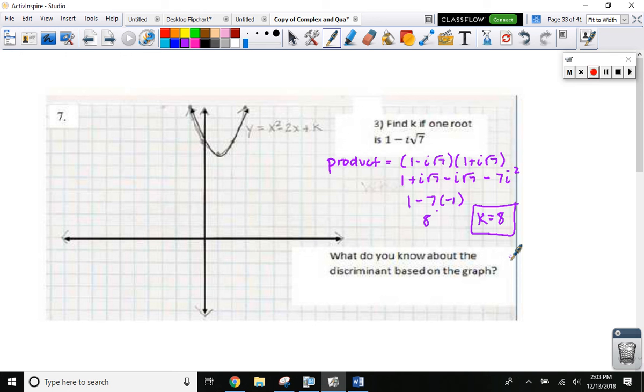And then, what do you know about the discriminant? That is not the vocab word for discriminant. Negative. Be careful with that. Okay, you are describing the roots, not the discriminant. So the discriminant is negative.